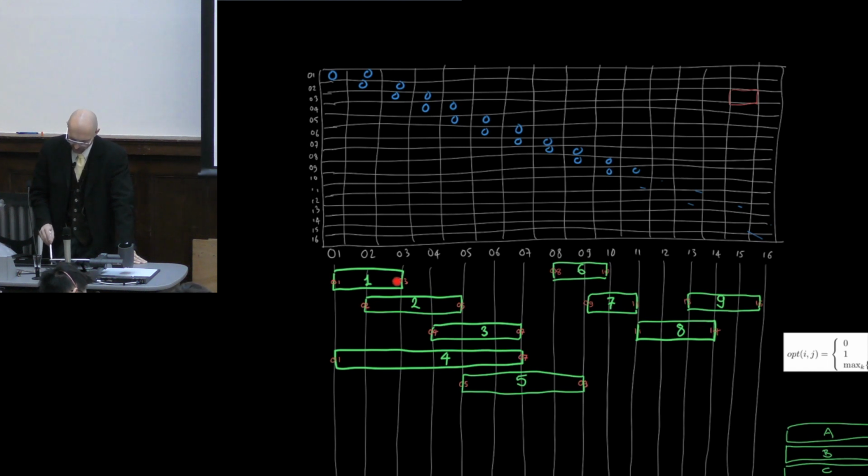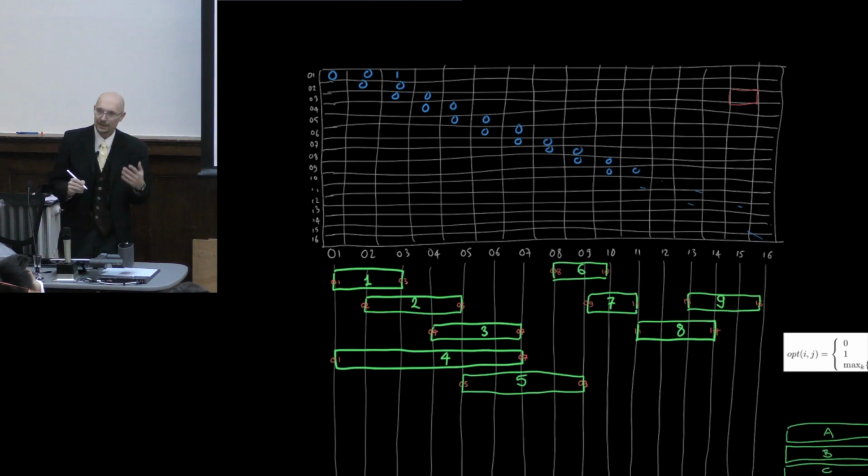Now, between 1 and 3, are there any activities that completely stay within 1 and 3? Well, there's only this one. And so my optimal solution, as I said earlier, is going to be the best choice between all the activities that fit in here. Well, there's only one, so this one. 1 for this, plus the best choice for the things to its left, there's none, and the best thing to its right, there's none. So this is just this one. And so in this slot 1, 3, I put 1.